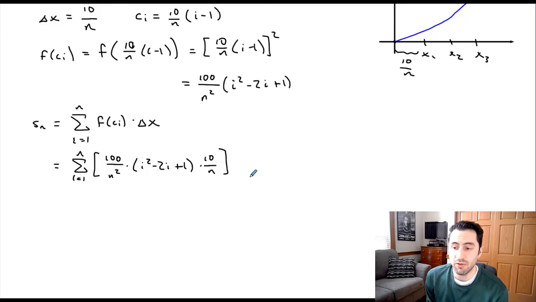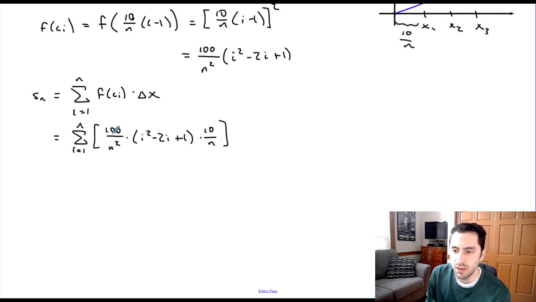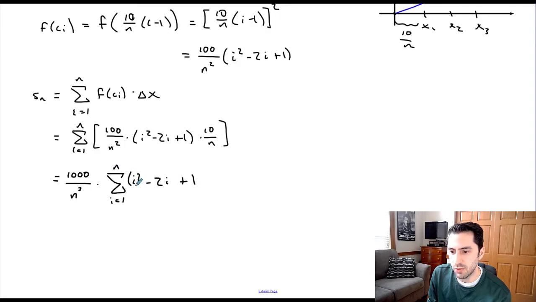All right, so now from here, we're going to use some of our summation properties to help us simplify this. So one of them is any constant within a sum, we can actually bring that out front. So 100 over n squared and 10 over n, these are both constants because n is going to be some fixed number, what's becoming unbounded. So I can actually bring that out front. And if I multiply those together, we have 1,000 over n cubed. And then that's going to leave within our sum, we just have I squared minus 2I plus 1.